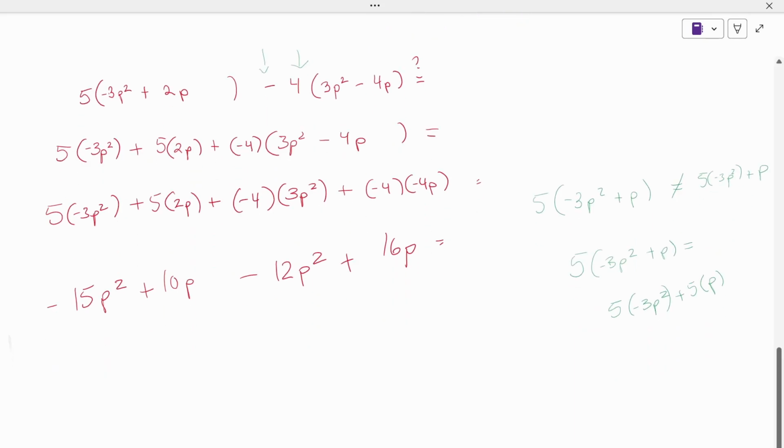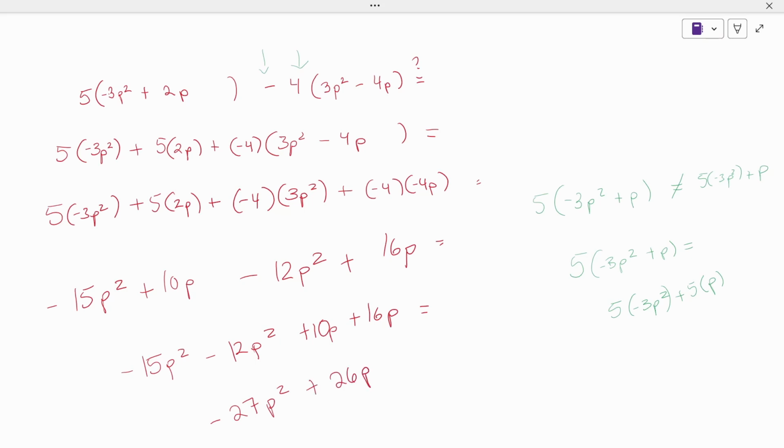And of course, we can do some rearrangement. So you get -15p squared minus 12p squared plus 10p plus 16p. When you start adding like terms, you should get negative 27p squared. And 10 plus 16, that should give us 26p. And this would be our answer.